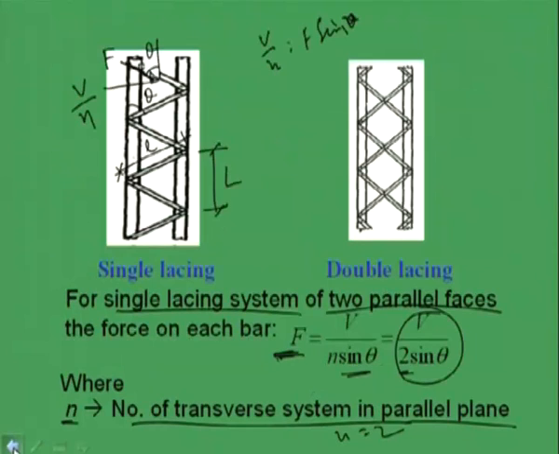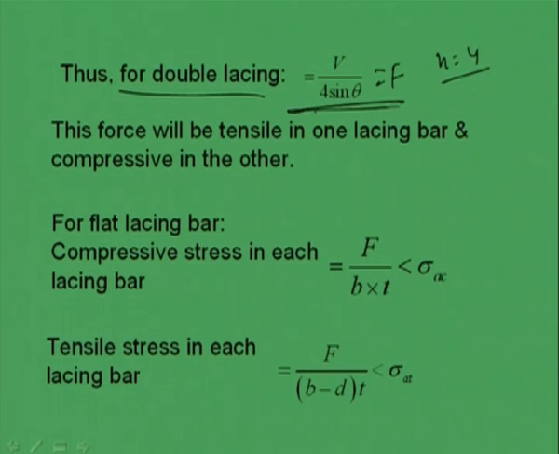If we see the force diagram, we will see this is F and this will be V by N, and similarly this is F and this is V by N, and this is L and this is L, right, and this is the theta. Okay. So, if we see V by N plus here also V by N, from this we can find out F is equal to V by 4 sin theta.